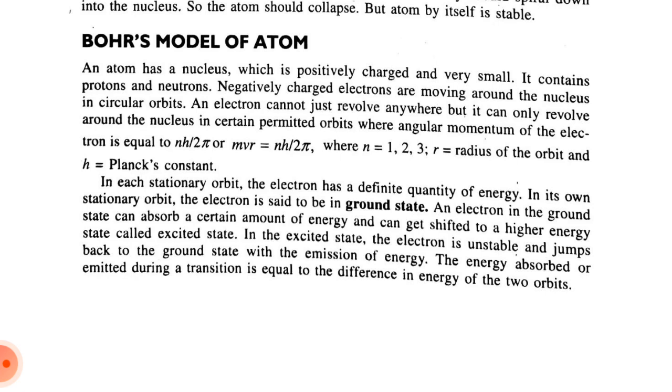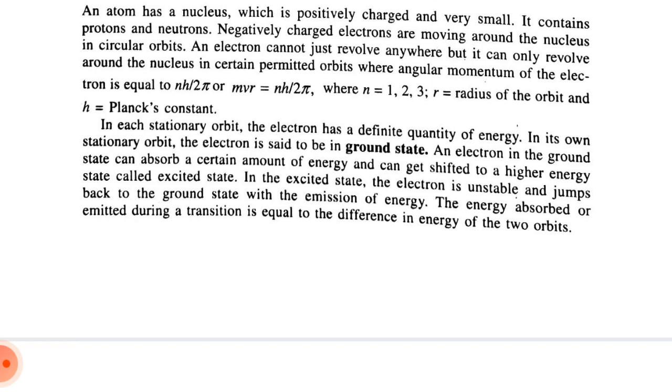In each stationary orbit, the electron has a definite quantity of energy. In its own stationary orbit, the electron is said to be in the ground state. An electron in the ground state can absorb a certain amount of energy and shift to a higher energy state called the excited state. In the excited state, the electron is unstable and jumps back to the ground state with the emission of energy. The energy absorbed or emitted during the transition is equal to the difference in energy of the two orbits.